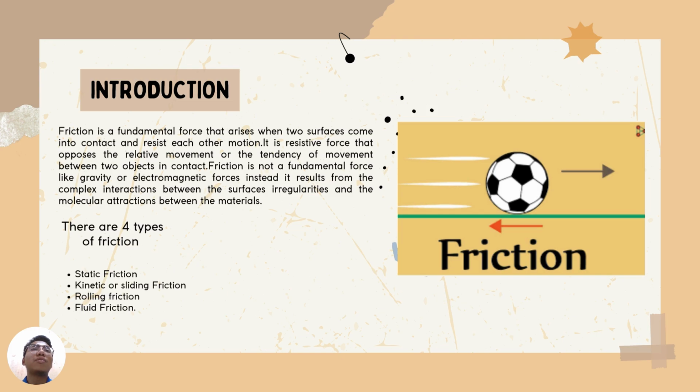Friction is not a fundamental force like gravity or electromagnetic force. Instead, it results from the complex interaction between the surfaces' irregularities and the molecular attraction between the materials. There are four types of friction: static friction, kinetic or sliding friction, kinetic rolling friction, and fluid friction.